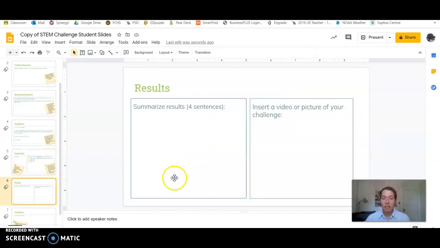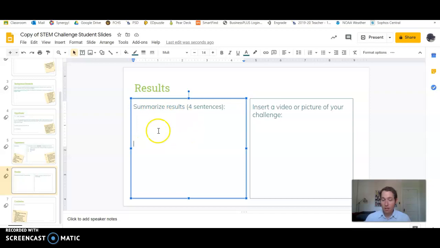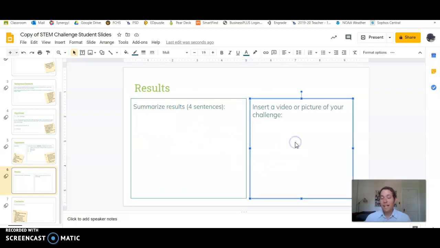And then finally, or almost finally, I should say, you get results. You're going to summarize your results. This whole time, I'm hoping that you have been taking pictures and taking video of your experiment. The easiest way probably is to use your webcam or your camera on your laptop, in which case you can get it in a couple ways.